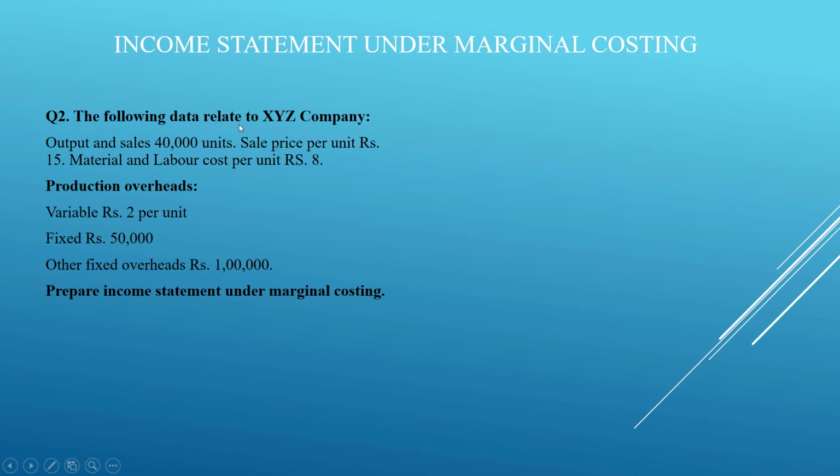The next question: the following data is related to XYZ company. These are the information given. Now we'll have to see here. Output and sales: 40,000 units. Sales price per unit: rupees 15. Material and labor cost per unit: rupees 8. And production overheads are given: variable is rupees 2 per unit and fixed is rupees 50,000. Other fixed overheads are given as 1 lakh. Now prepare the income statement under marginal costing.